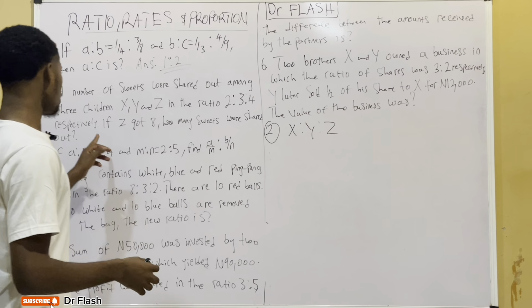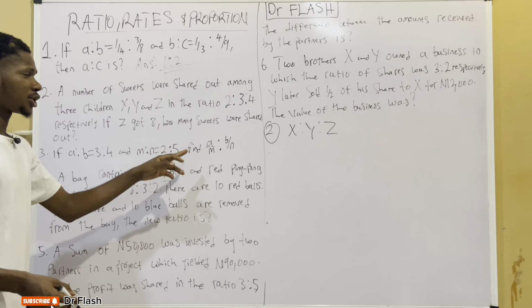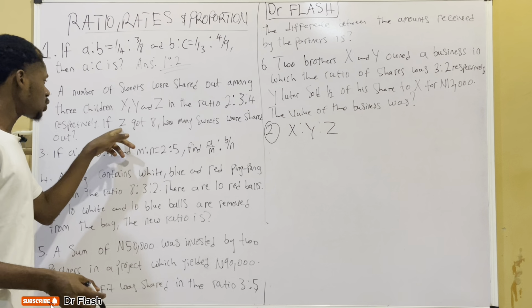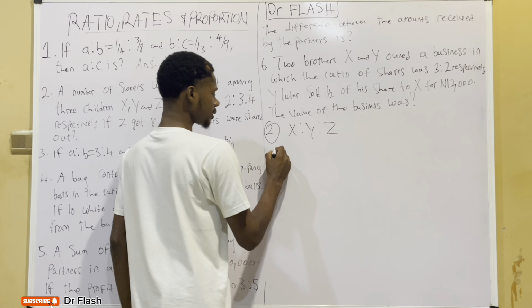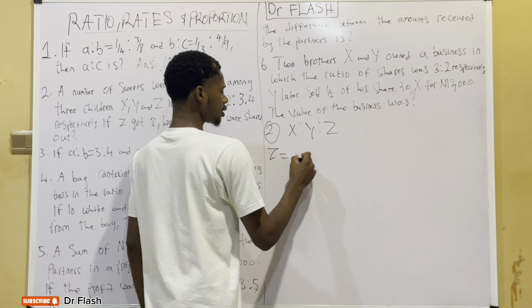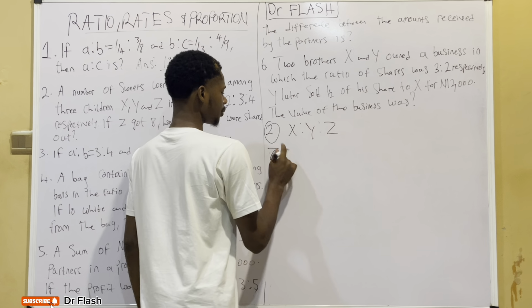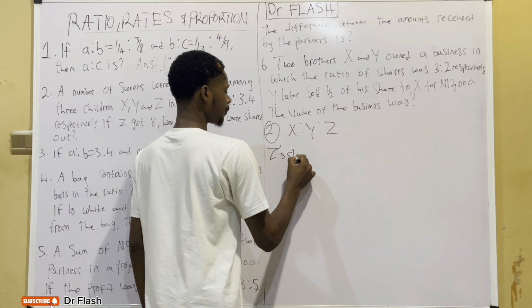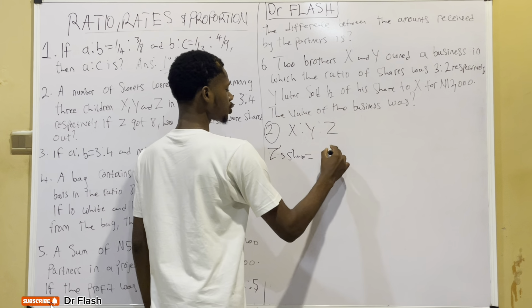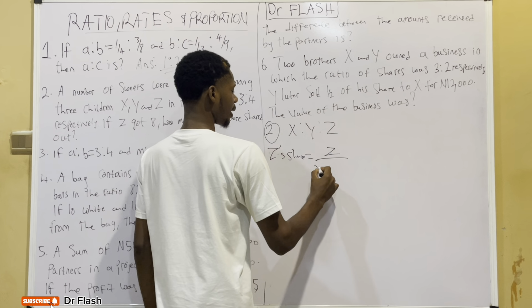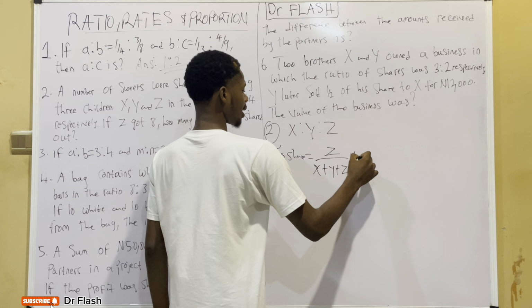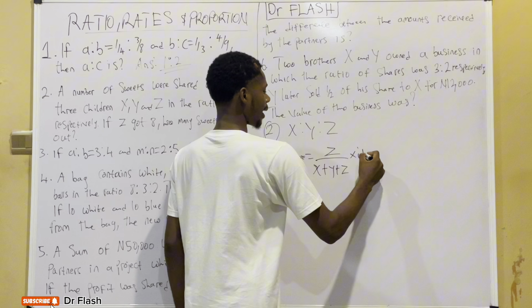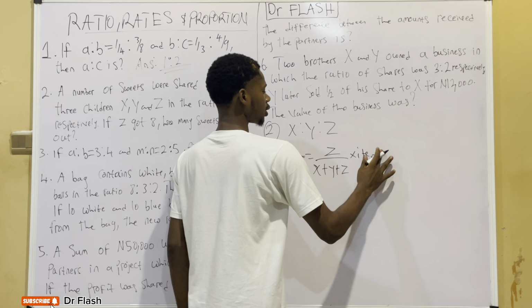Now the question wants us to find how many sweets were shared, and we're given the value of z. Since we're given the value of z's share, it means we're going to make use of z. So we're going to say z's share is equal to the ratio of z divided by the ratio of x plus y plus z times what is being shared, the item shared.